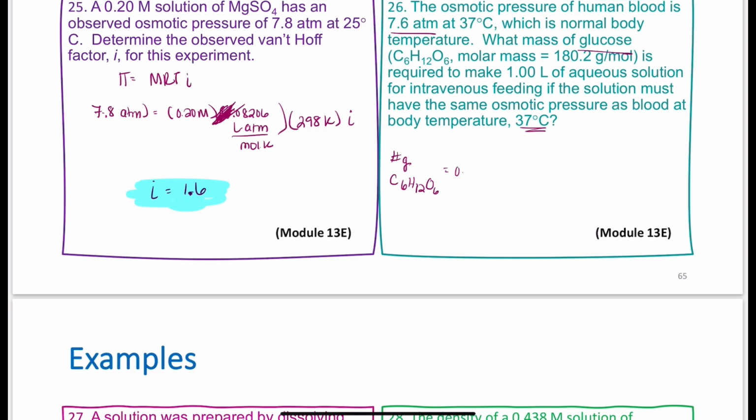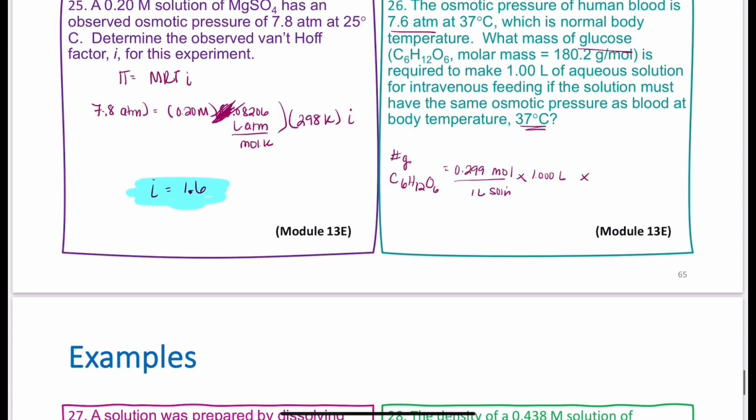I know that it's 0.299 moles per 1 liter of solution. I'm assuming we're using 1 liter to undo this. We've got 180.2 grams for every 1 mole. So I've got 54 grams of C6H12O6.